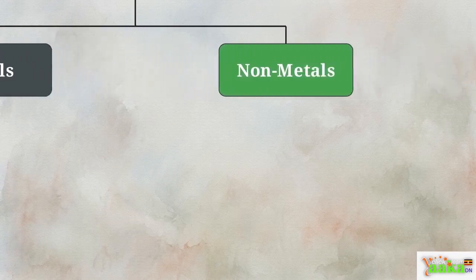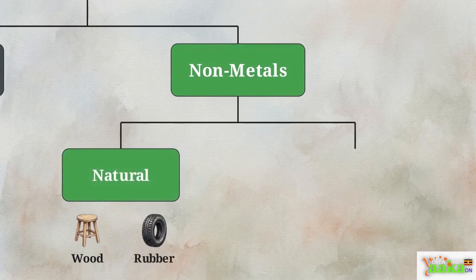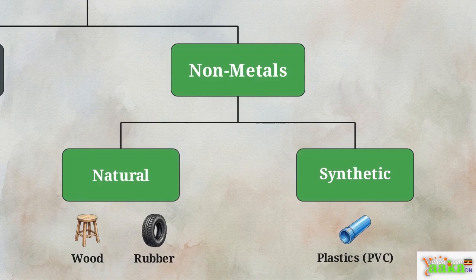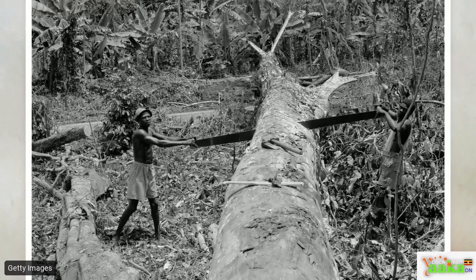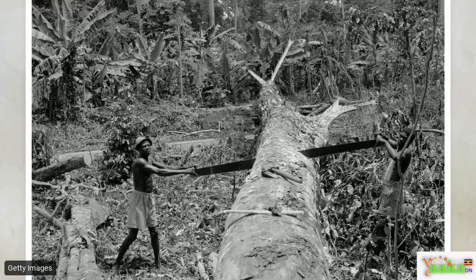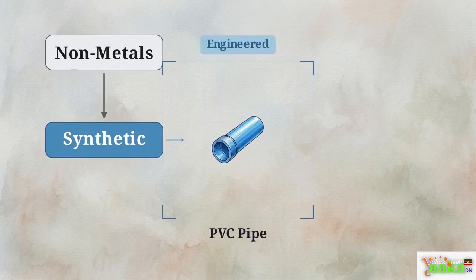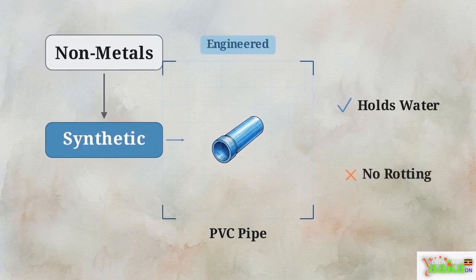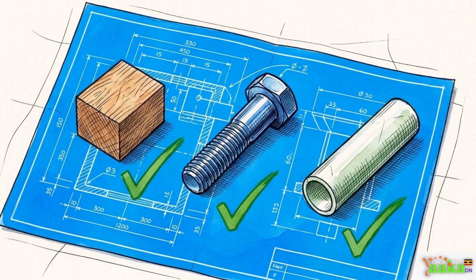On the other side of our chart, nonmetals are split based on where they come from. They are either natural, meaning harvested directly from the earth, or synthetic, meaning chemically manufactured. Natural nonmetals include wood and clay. Here, timber is being harvested for structural support, relying entirely on the properties it developed in nature. In contrast, synthetic nonmetals like PVC plastic are entirely designed and processed by humans to perform very specific tasks, like holding water without rotting. Whether you are digging a resource from a forest or mixing it in a lab, properly classifying what you have is the first step in ensuring your design will actually last.